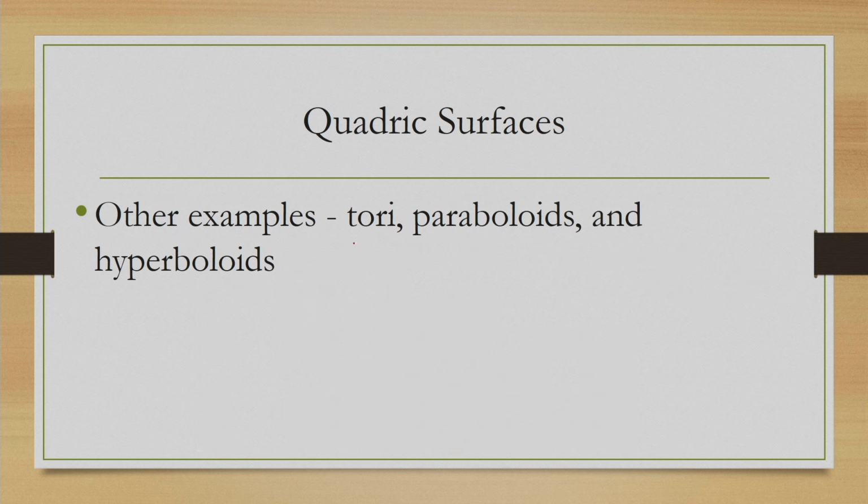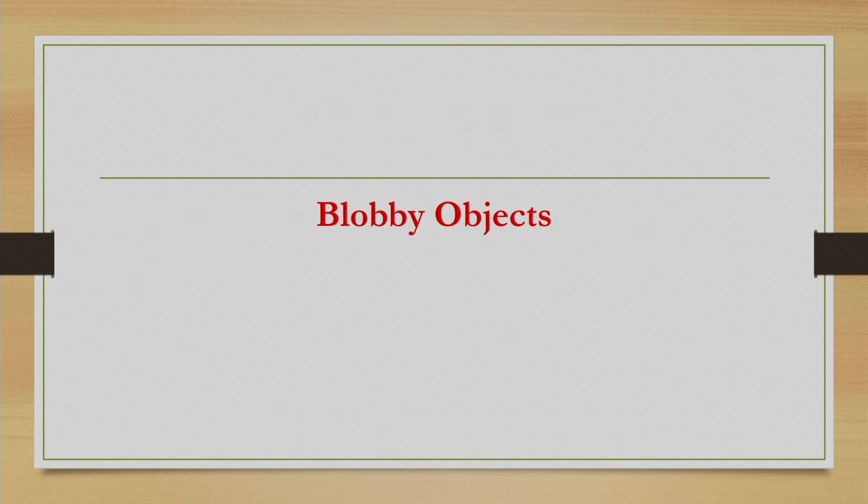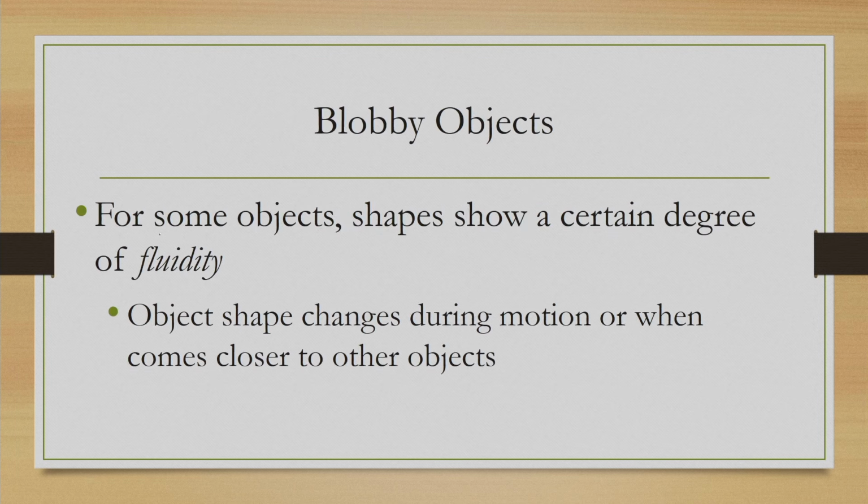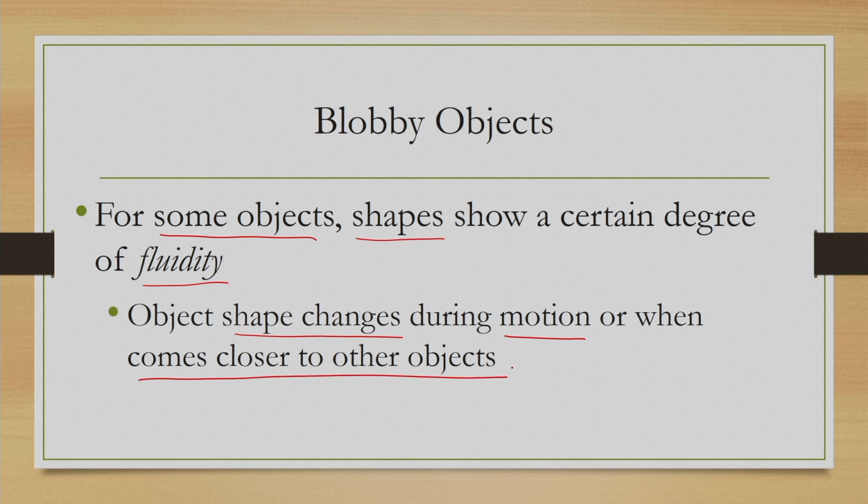There are many other examples like tori, paraboloids and hyperboloids, some other widely used quadric surfaces in graphics applications. An interesting class of objects are called blobby objects. There are some objects whose shapes show a certain degree of fluidity or flexibility. That means the object shape changes during motion or when it comes closer to other objects.